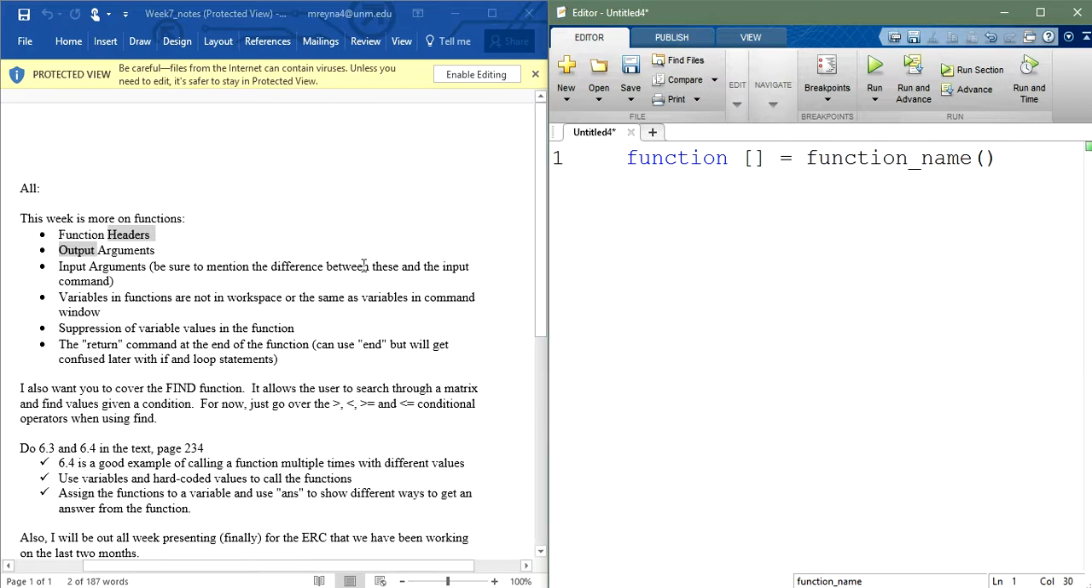Be sure to mention the difference between these and the input command. Guys, do not use input command. You guys remember input, whatever number you want. Don't use that. This is our input right here.